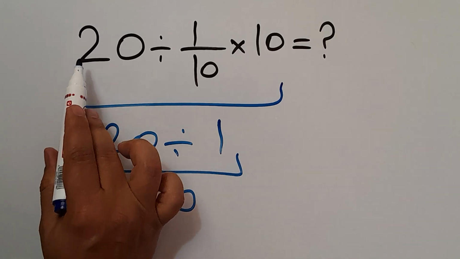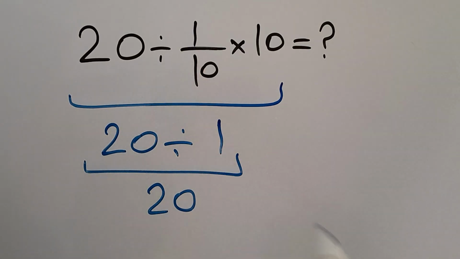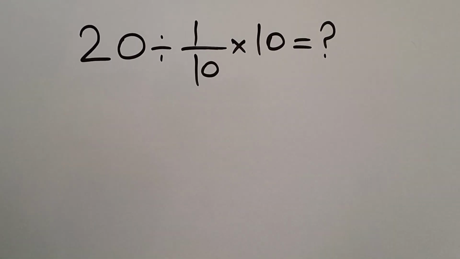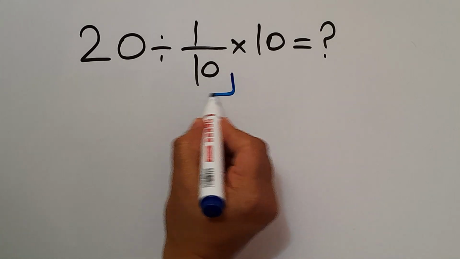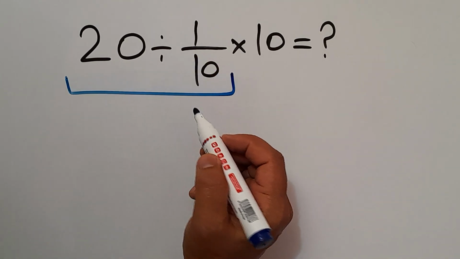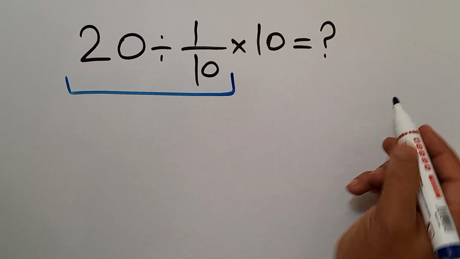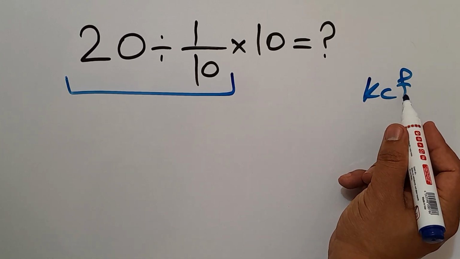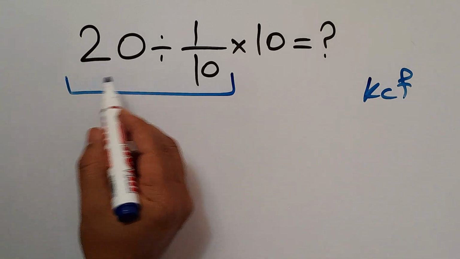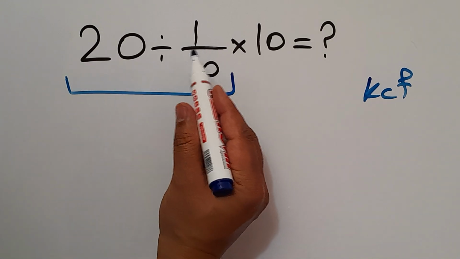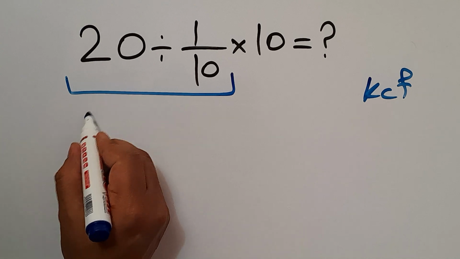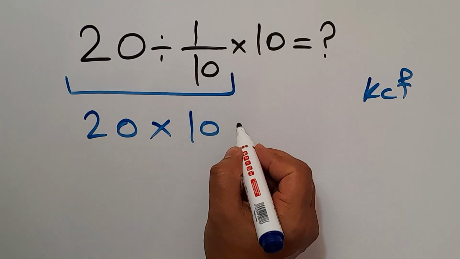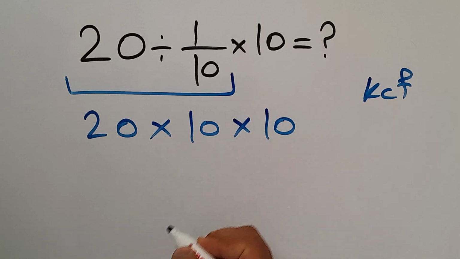Okay, so 20 divided by 1 over 10. According to the KCF rule, K stands for keep, C stands for change, and F stands for flip. Keep the first fraction, change division to multiplication, and flip the second fraction. We can write 20 times 10, and again we have times 10.